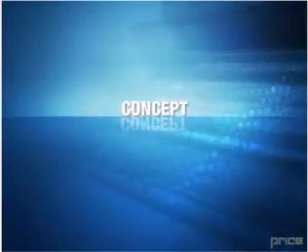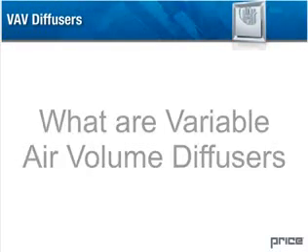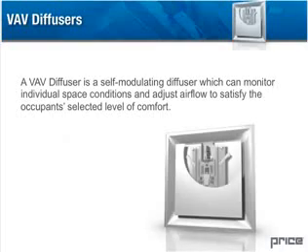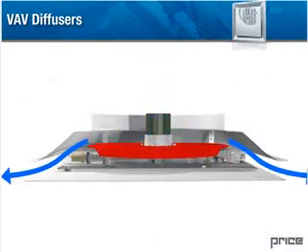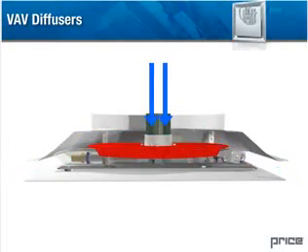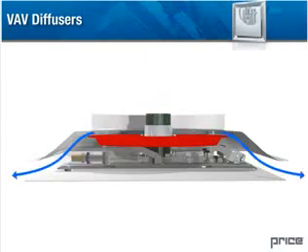Concept. What are variable air volume diffusers? A VAV diffuser is a self-modulating diffuser which can monitor individual space conditions and adjust airflow to satisfy the occupant's selected level of comfort. The unique design of the Price VAV diffuser moves an integral damper to vary airflow while maintaining outlet velocities and excellent throw characteristics.